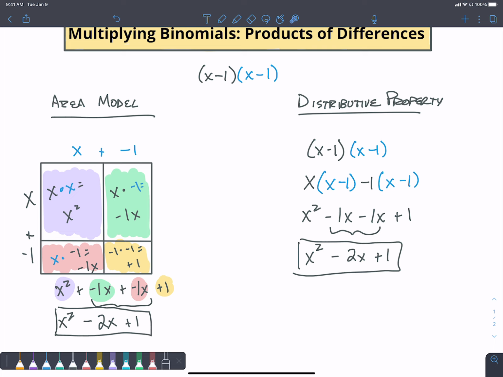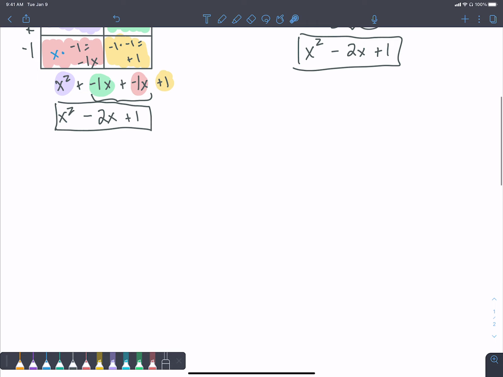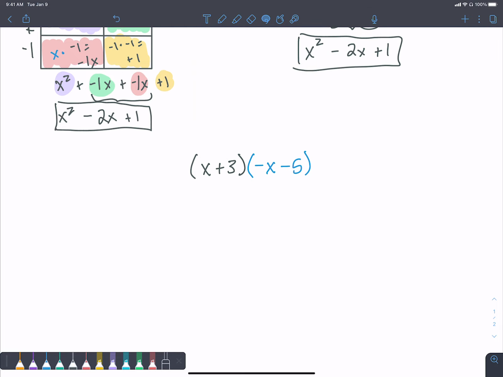Now, here we had two binomials where we had a subtraction. You could have any combination of these things. So let's look at, I'll just make one up, a kind of weird looking one. Let's do x plus 3, and maybe we do negative x minus 5. And we could still do this same exact thing even with this. Again, these models that we're using are just techniques to multiply all this stuff together. So let's build our area model.